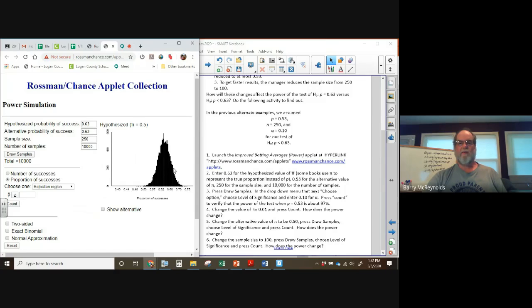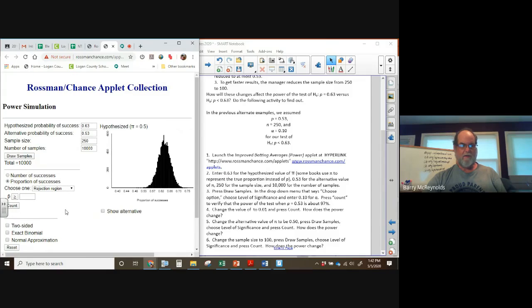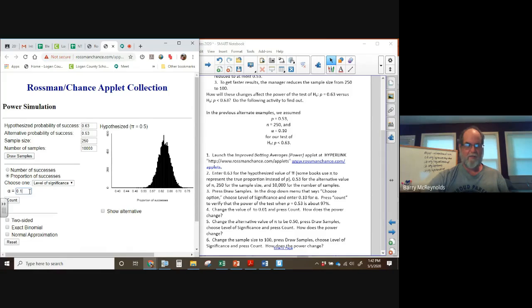Okay. So now that we've got this, we want to begin to understand type 1 and type 2 error. So we want to choose the level of significance. Choose one level of significance. That's it. And we want alpha to be 0.1. And so we'll take a count of how many times that actually occurred.